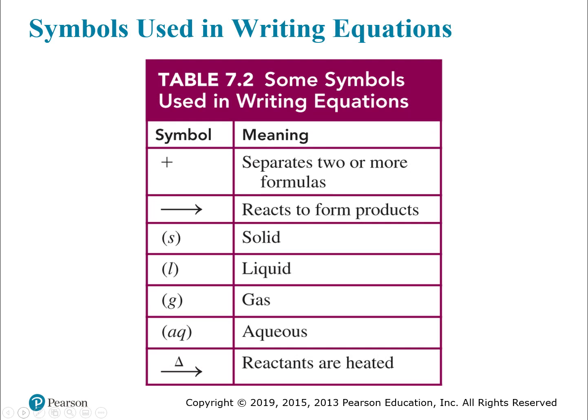These are the symbols we'll use to write a chemical equation. You always have the reactants on the left-hand side, an arrow, which means reacts or yields, produces, and then your products on the right-hand side. When you have more than one reactant or more than one product, they're going to be separated by a plus sign.